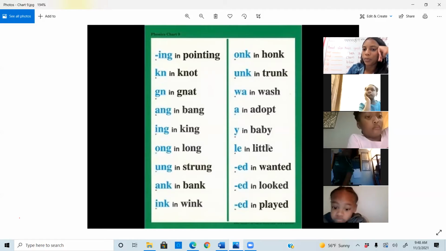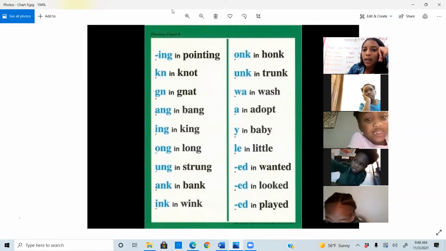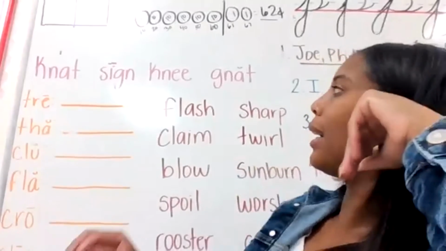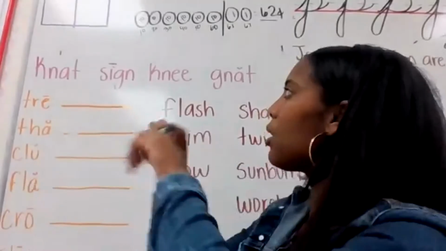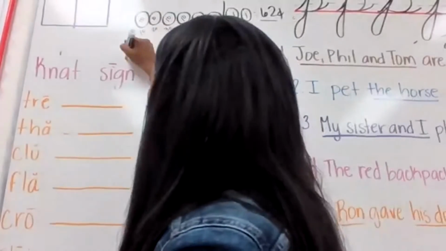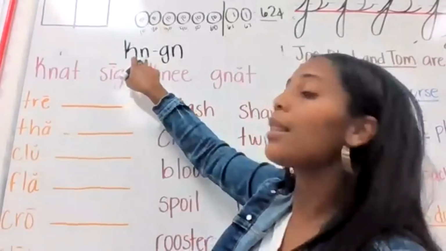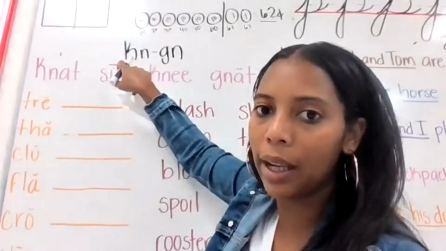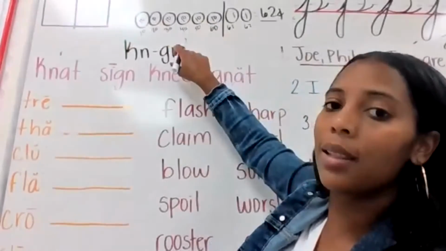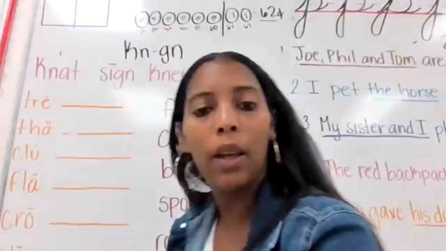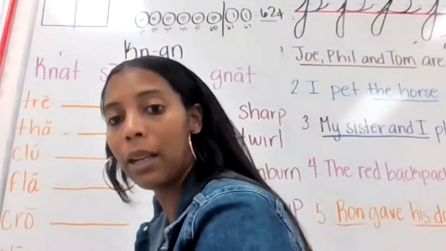Awesome. All right, let's go over our next 2 sounds off of chart 9, which are K-N and G-N. K-N and G-N are similar because they both have silent letters. K-N says n, you don't hear the K, and G-N says n, you don't hear the G. They both have those silent letters, okay?